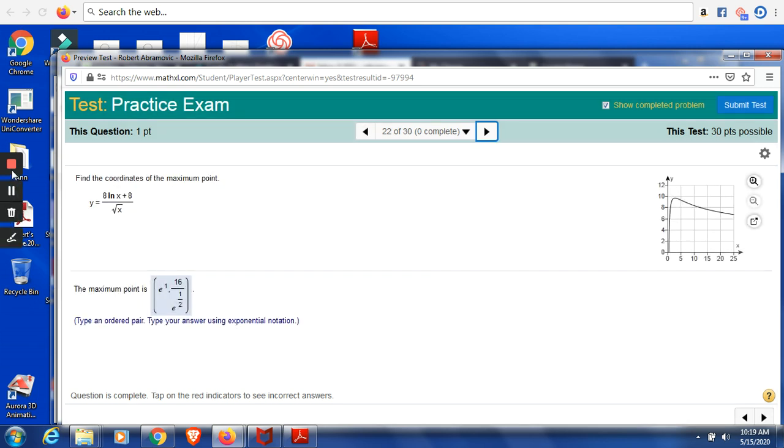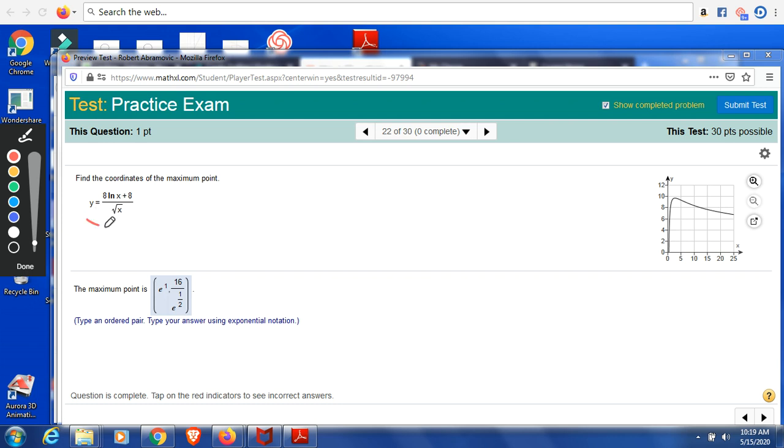Next question. This is very similar to a previous question, but now we have a function that is written in terms of natural log of the numerator. Our job is to determine the coordinates of the maximum point of this function, y is equal to 8 ln of x plus 8 over square root of x. Well, we can see from the graph here that there's only one maximum point when x is larger than 0. And in fact, this function is only defined when x is larger than 0 because both ln and square root of x are only defined when x is larger than 0.